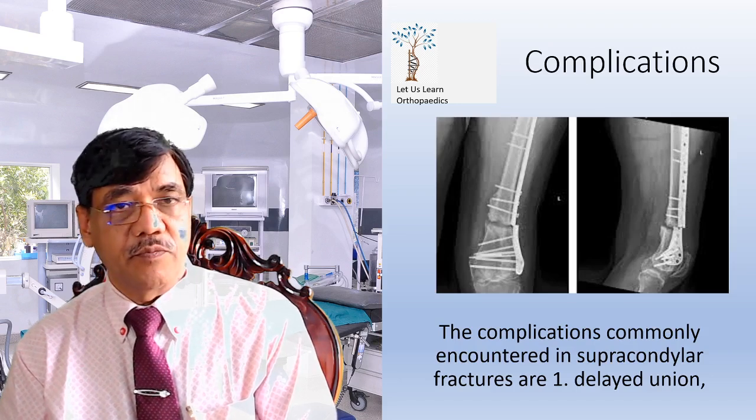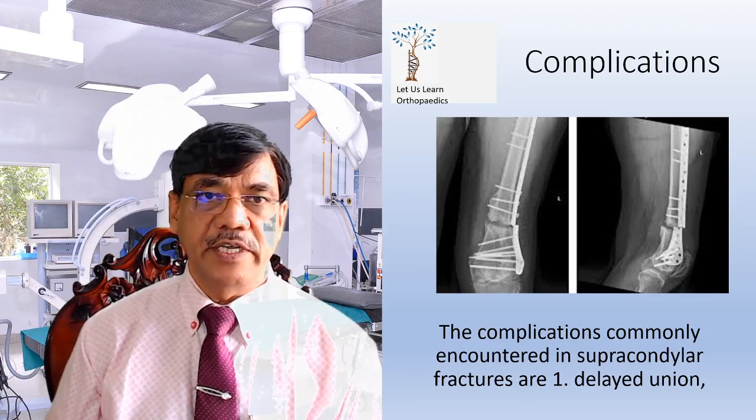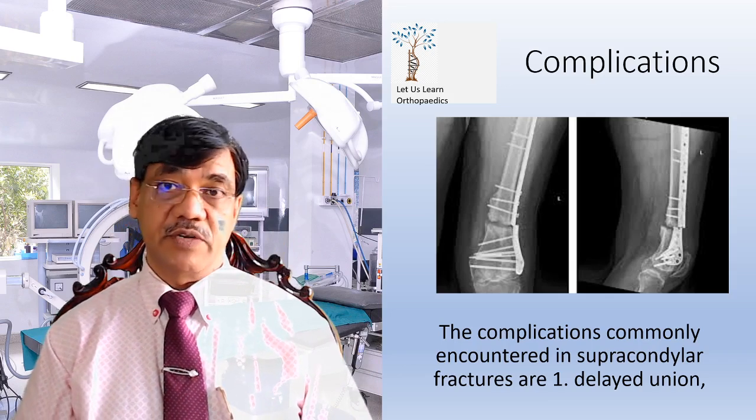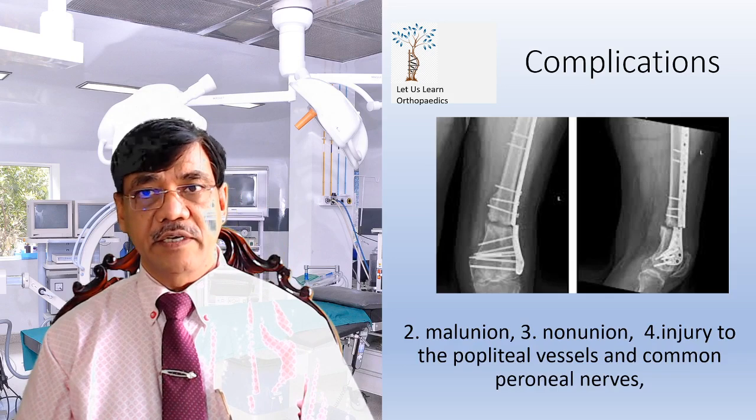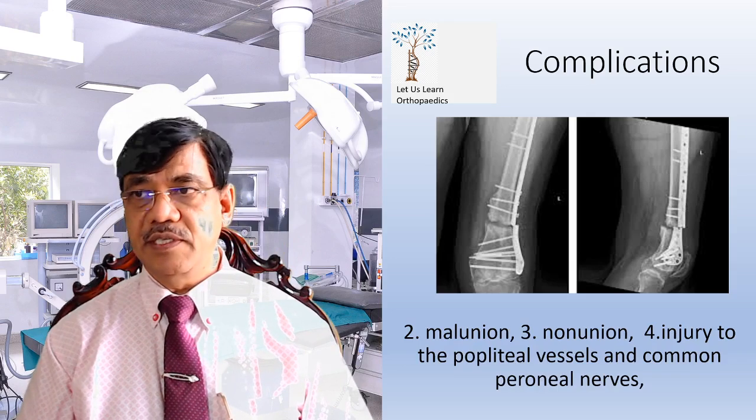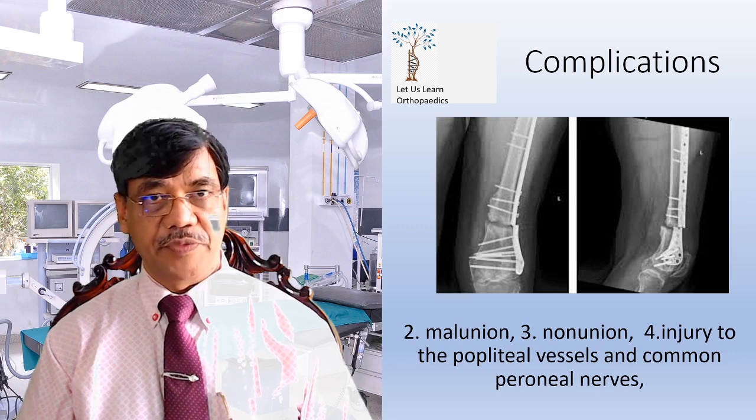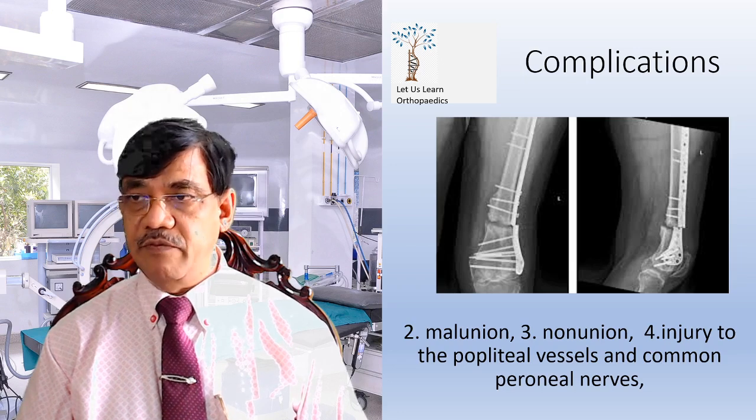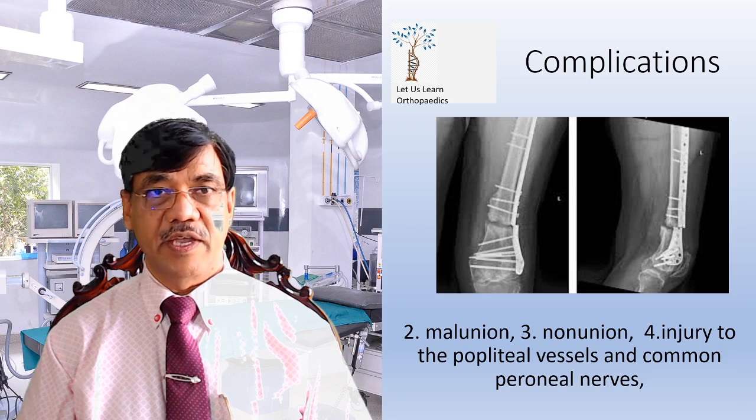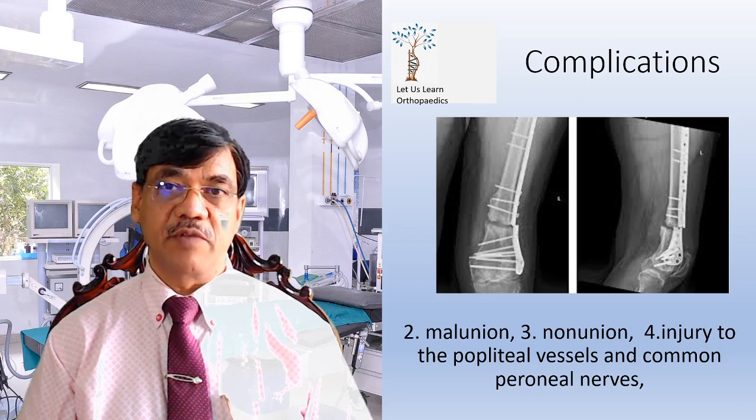Coming to the complications commonly encountered in the supracondylar fractures are the delayed union, first important, second malunion, third non-union. Now you can see in this X-ray the patient after fixation felt secure and tried weight bearing before the fracture united, and it has resulted in an important complication, the implant failure.